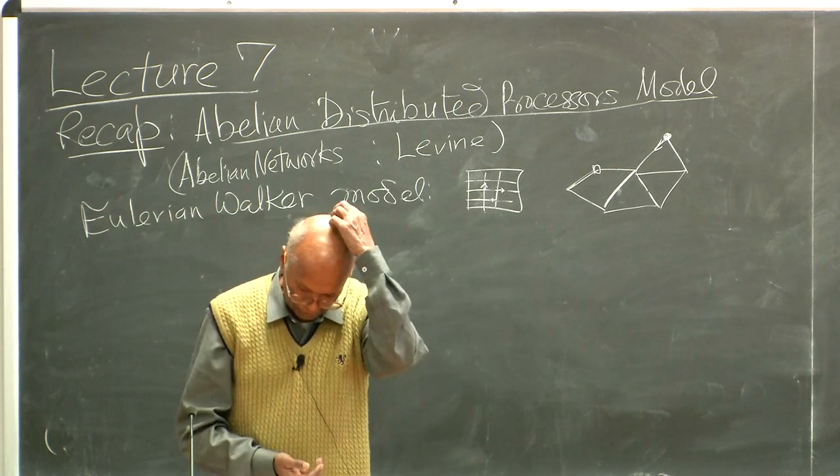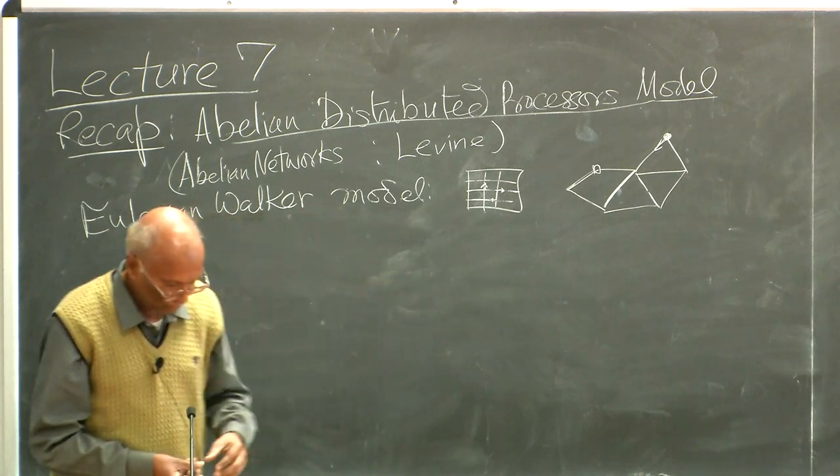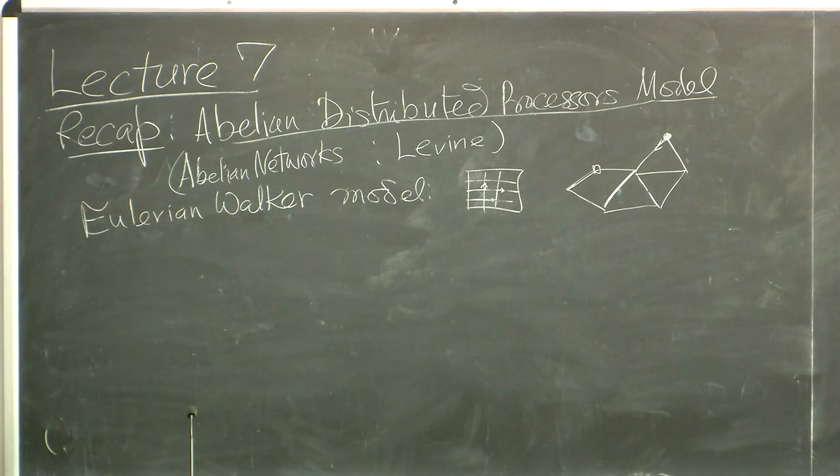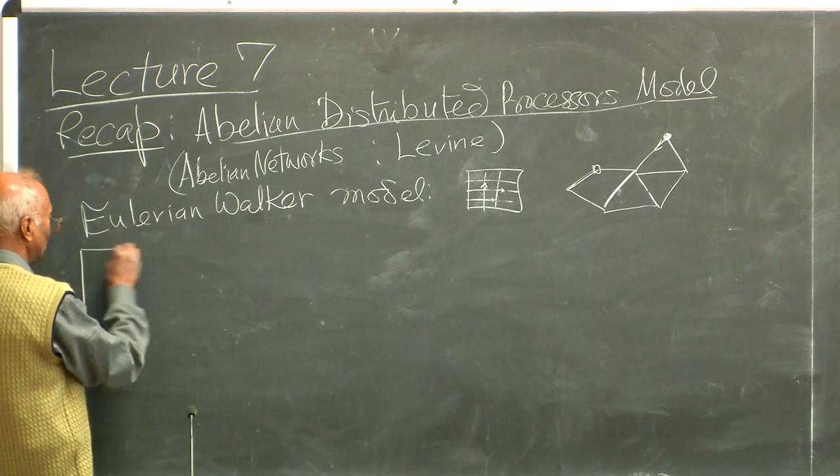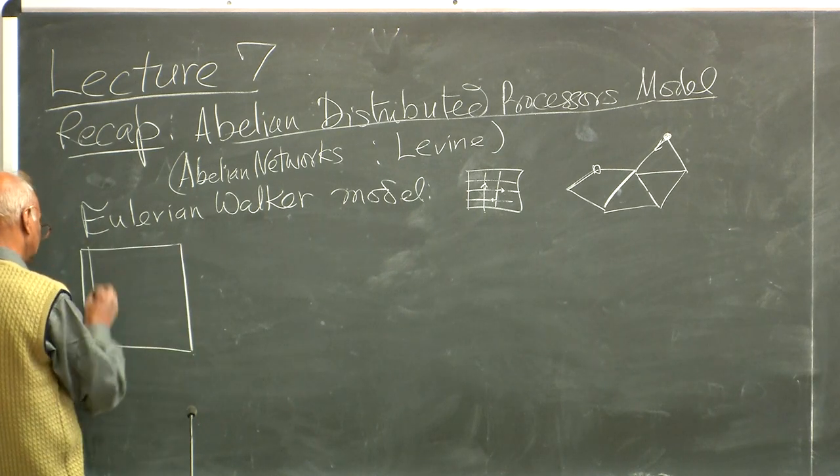So what else can I say about this one? There is one result which we didn't mention last time, which I want to mention today. Suppose I take this Eulerian walker model on the square lattice.